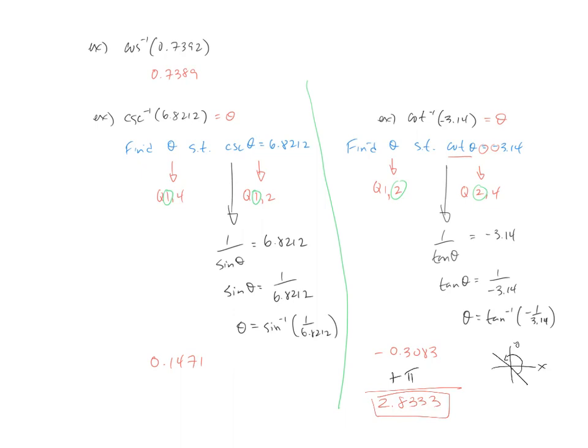And you can check that in degrees if you need to visualize it that way, or you can also understand that pi is about 3.14. 2.8 is less than that, so we are going to be in quadrant 2 where we belong.